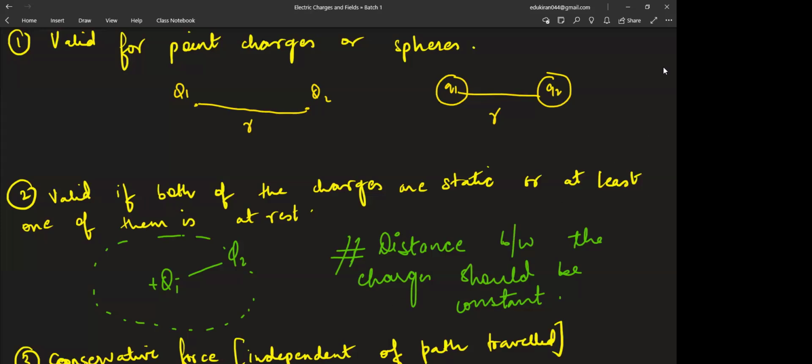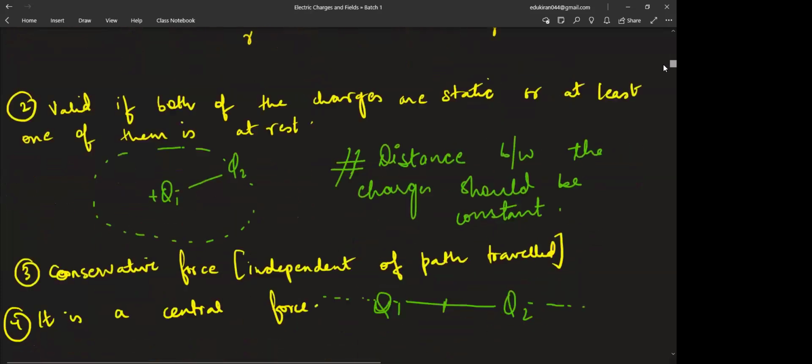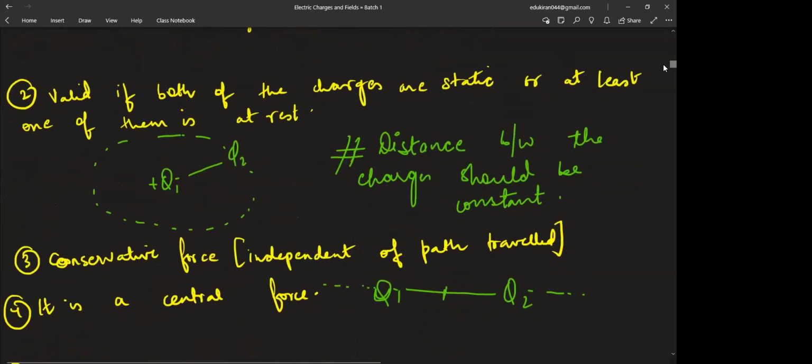Next is conservative force. Conservative force and non-conservative force you studied in your class 11, in the chapter Work, Energy, and Power. The electric force comes under the category of conservative forces. Just for your revision, they are independent of the path traveled. You just have the initial point and the final point, and whatever path is chosen is ignored. And the last point is that it's a central force, which means it acts along the line joining their centers. Please write down the properties.